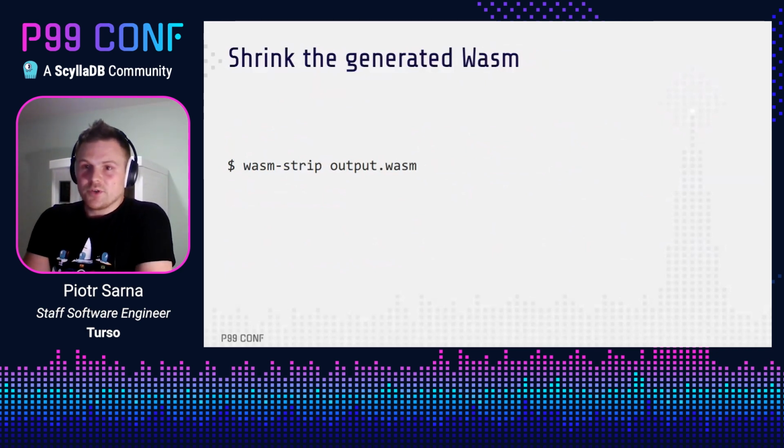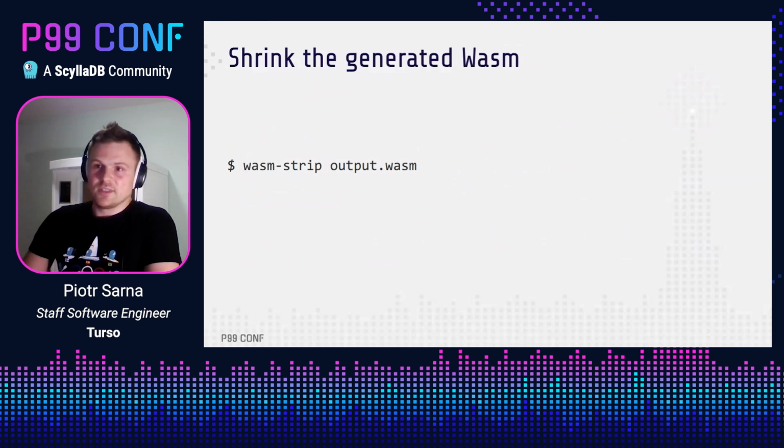Next, wasm-strip. wasm-strip removes custom sections from the output WebAssembly binary. And I specifically said custom sections instead of debug symbols, because even if you compiled in release mode and without any debug symbols, wasm-strip tends to trim the binary even further. So it's always worth giving it a go as well.